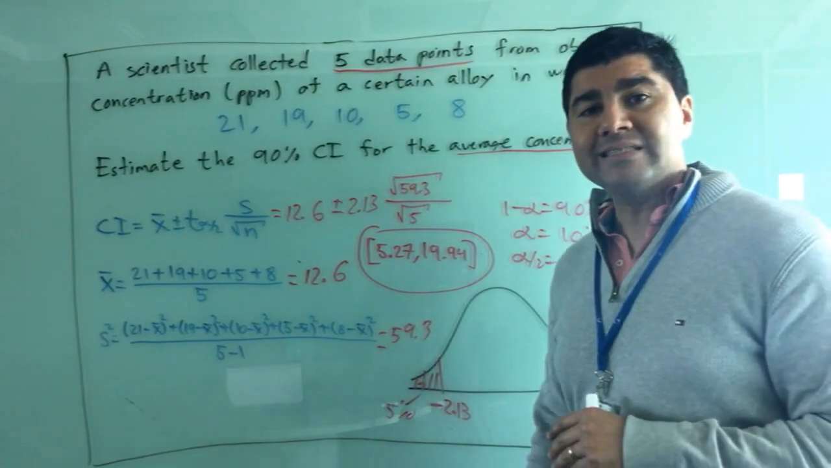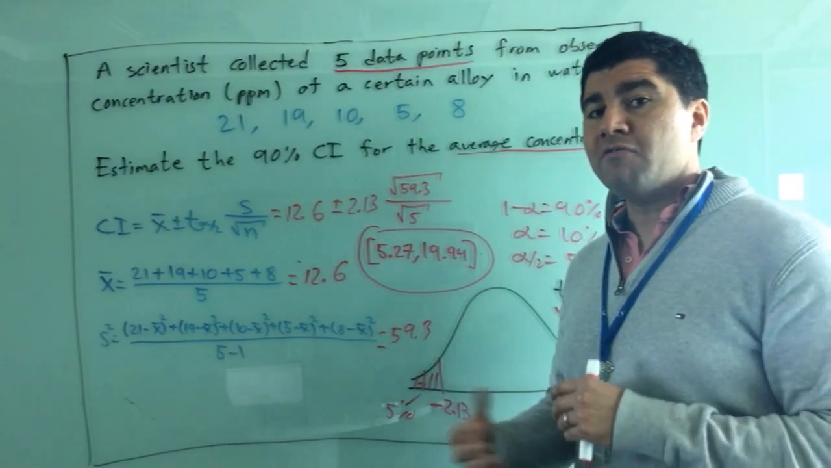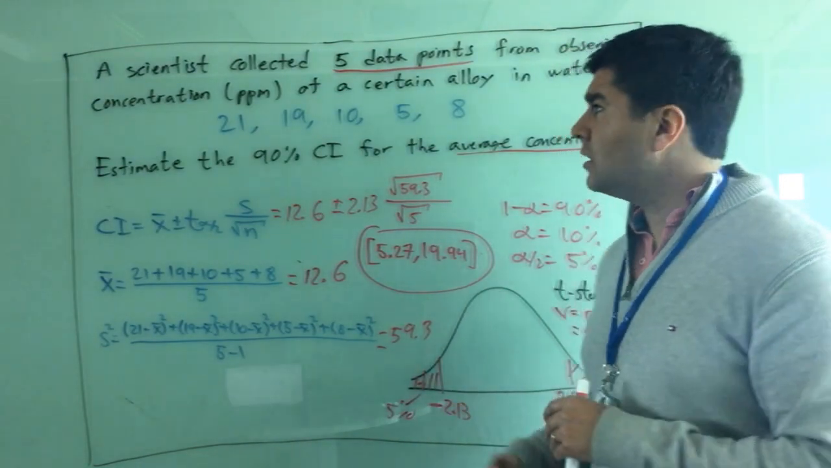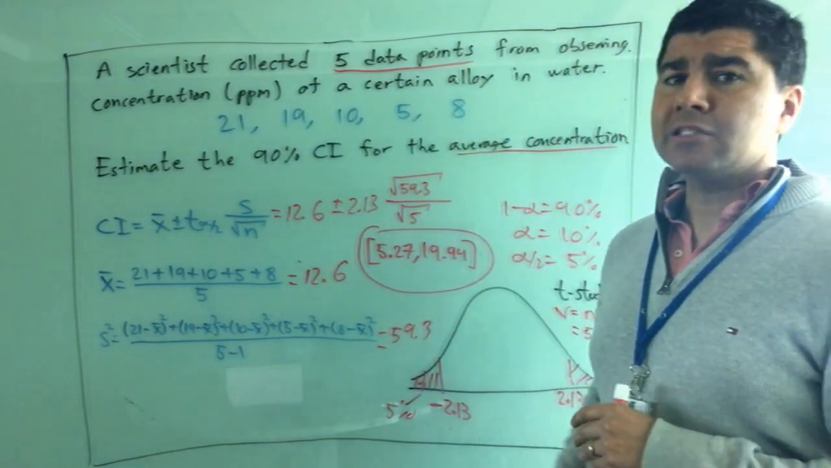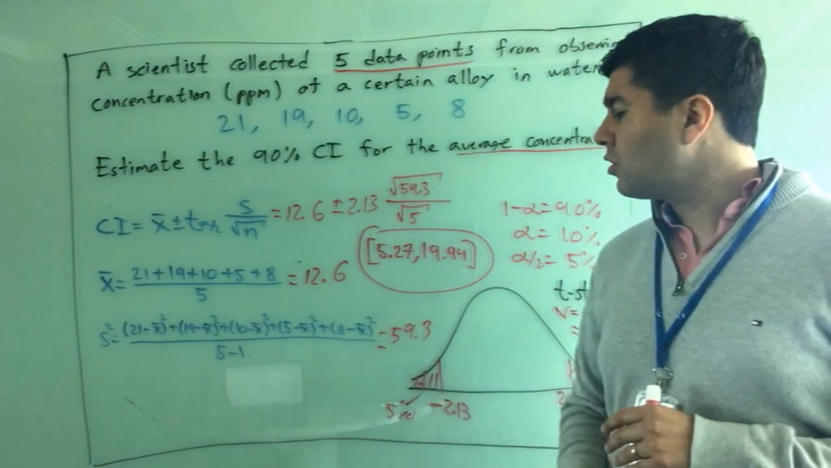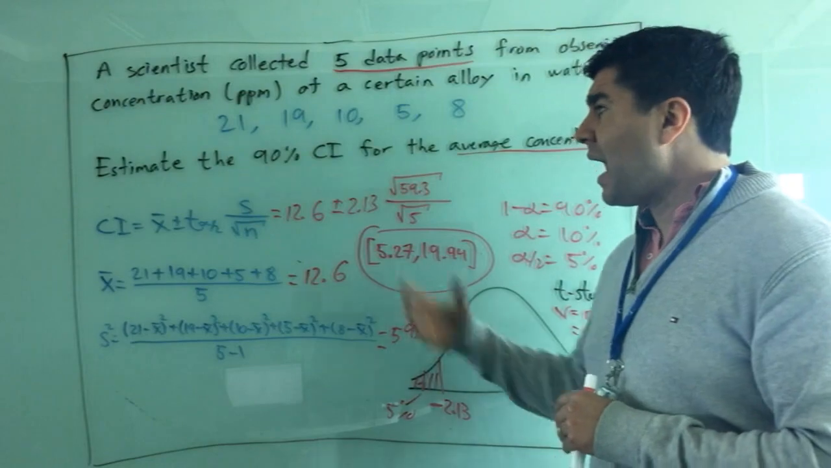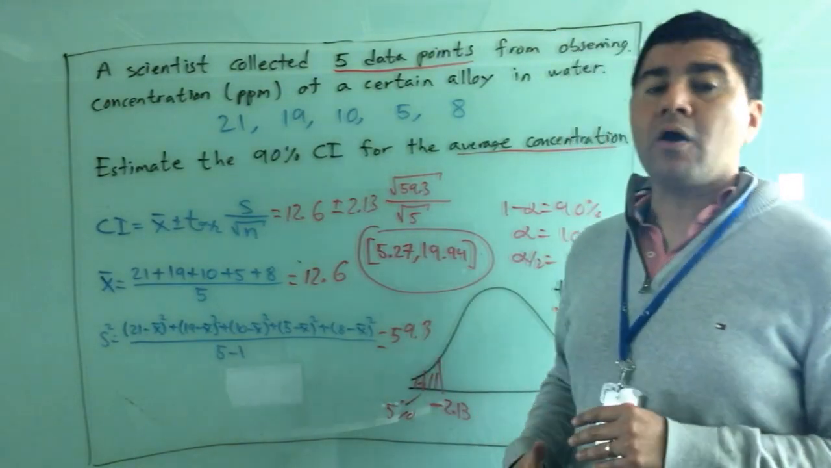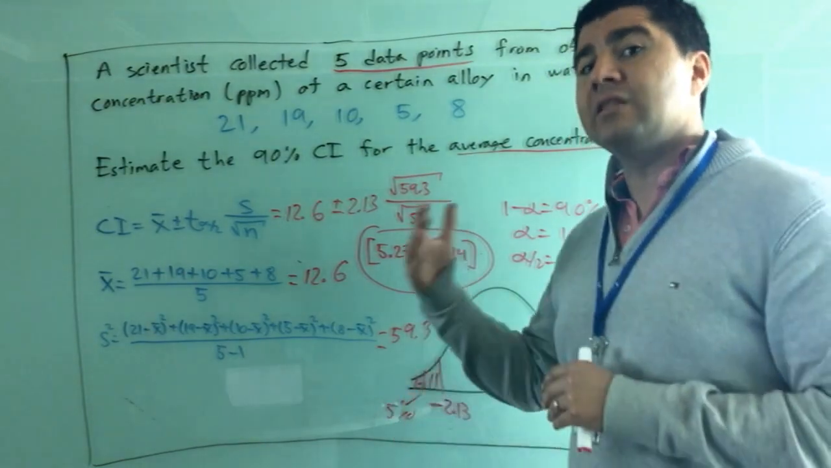Let's go to the last exercise, which is about finding what's happening with the variance. In order to do that, we're going to use this same exercise so we can analyze what is happening with this S squared of 59.3 and how we can use it to calculate a confidence interval for the variance.